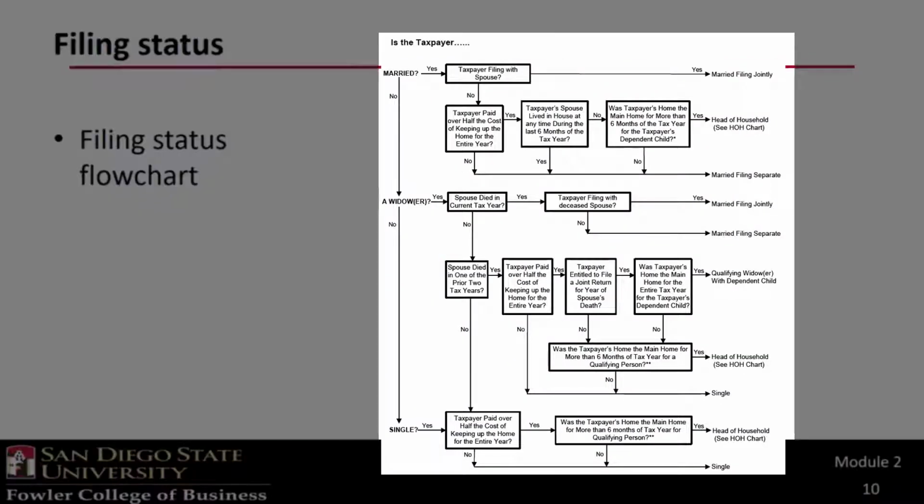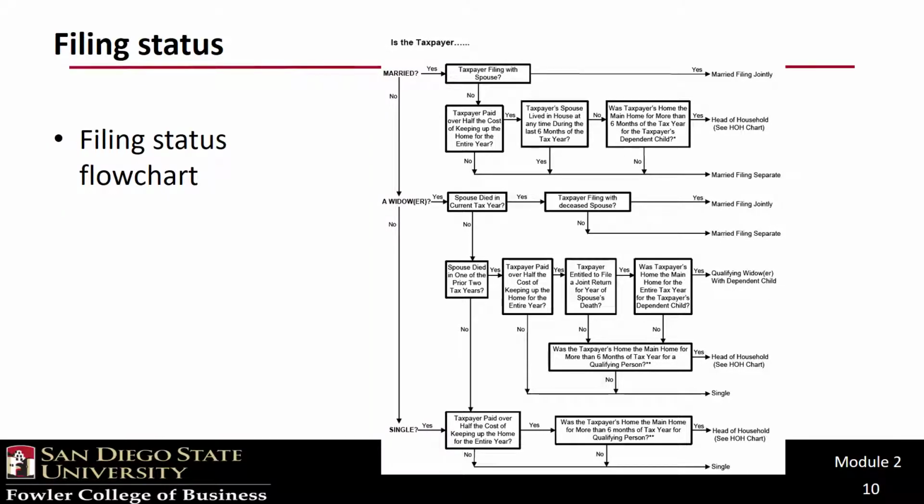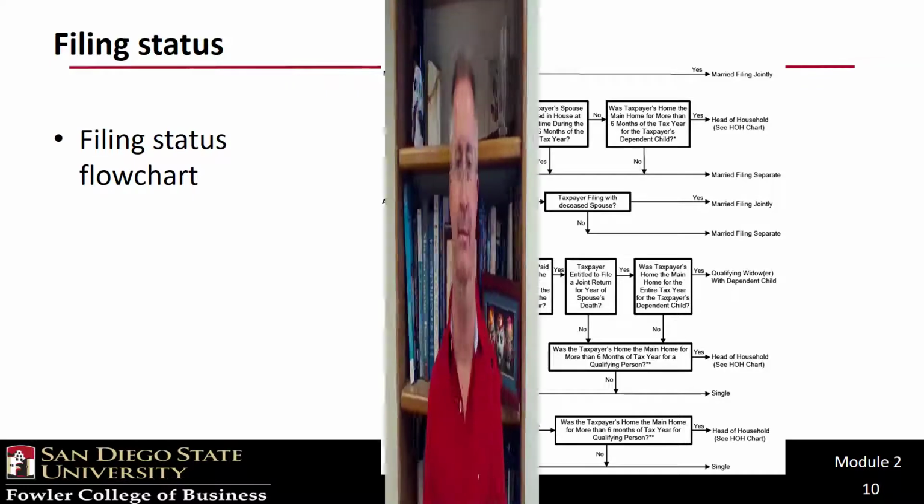Here is a filing status flowchart. I found it, well, where else? On the internet. You can find many versions of the same flowchart in varying degrees of detail.